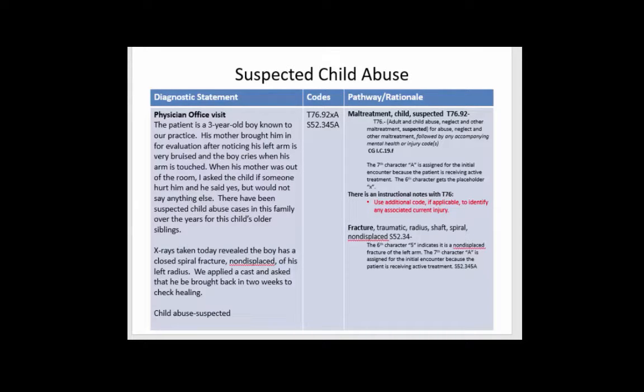X-rays taken today revealed the boy has a closed spiral fracture, non-displaced, of his left radius. We applied a cast and asked that he be brought back in 2 weeks to check his healing, and the physician has documented suspected child abuse. So in this case, this takes us to the T76 code for suspected child maltreatment, and we see that there is an instructional note with the T76 category telling us to use an additional code to identify the injury, which we have done with the S52 code.